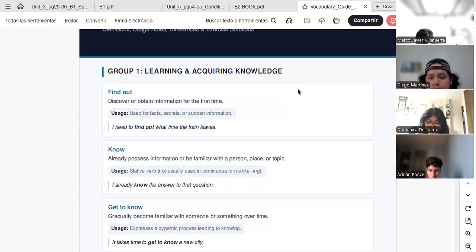Diego, we're talking about vocabulary, okay? Some words, the meaning and the differences. So far, find out and know.